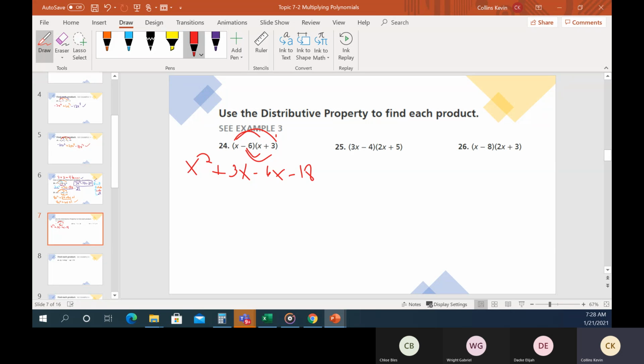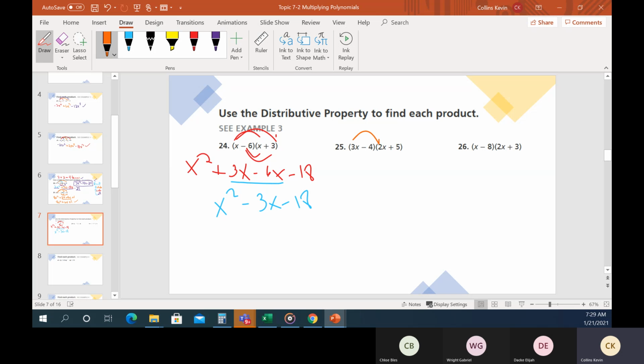Standard procedure. We got 4 terms. 2 of them are x's that we can put together. It's these ones right here. So we have 3 minus 6. That's going to be minus 3x. Just bring the other 2 down. And we are good to go. All right.